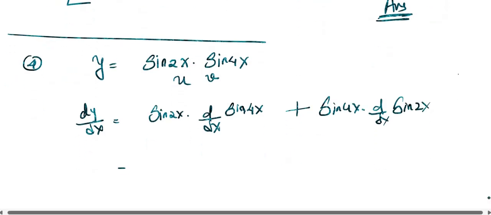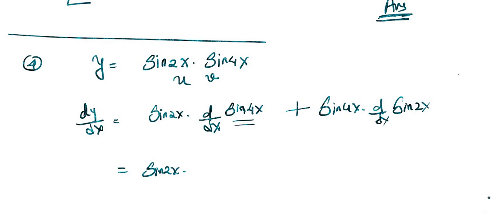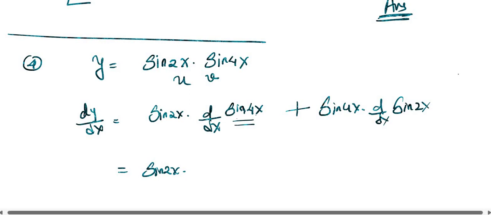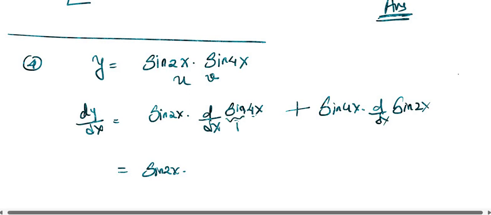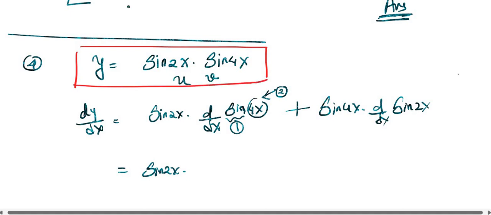Now let's differentiate it. Sine 2x as it is. What is derivative of sine 4x? This we will use chain rule. Why chain rule? See here, this has two functions. One is sine and one is 4x. So sine will be the first and 4x will be the second part. This was my question, so I am writing the solution here.